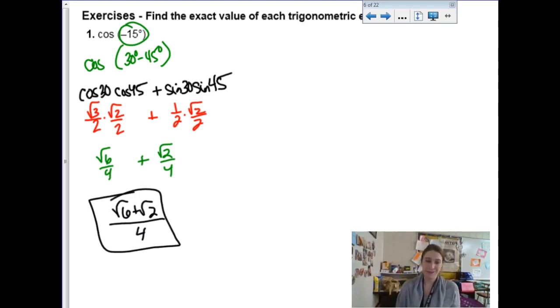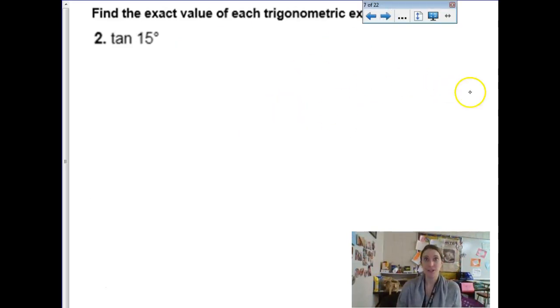So if we typed that in our calculator, we'd get a really lovely decimal answer, which would have been the same answer had I typed cosine of negative 15. But for an exact value, we've got to use these tricks. All right, tangent of 15.